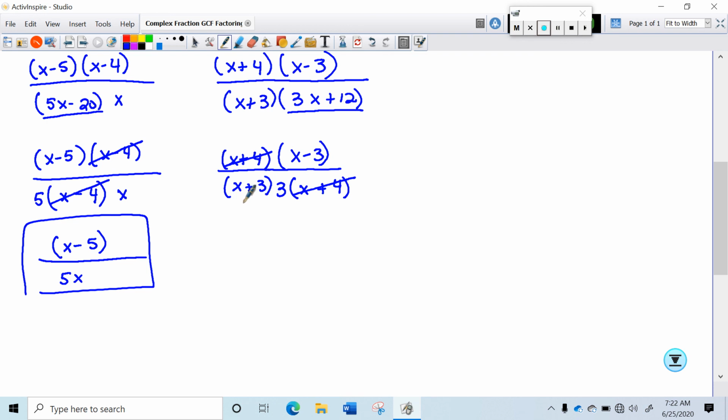X minus 3 cannot cancel with x plus 3 because it's not the same family. And then you've got your 3 that doesn't cancel. So in my numerator, I have an x minus 3. In the denominator, when you have just a number by itself outside of the parentheses, they'll usually put that first and then follow with your families. X plus 3.